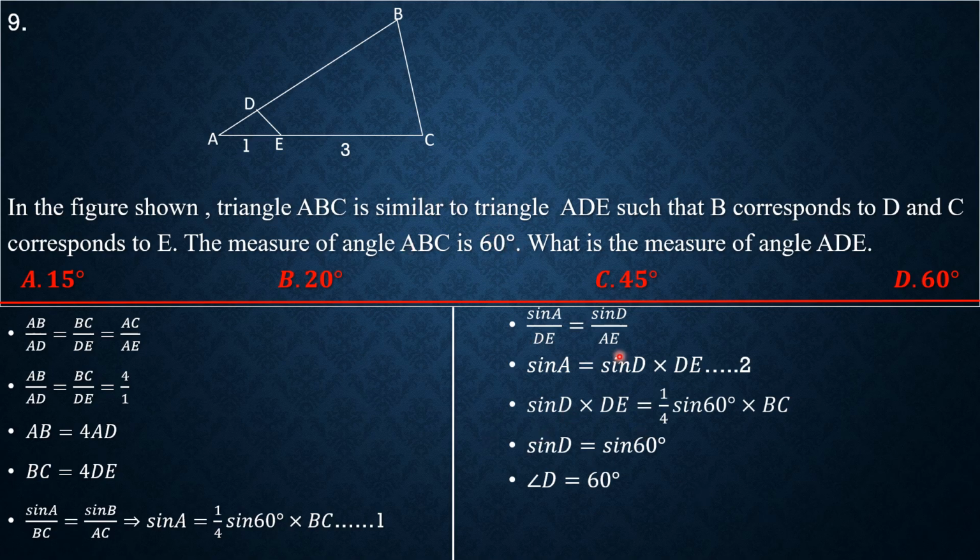But this is like the proof, right? That if triangles like this are similar, corresponding angles will be equal, right? So this is the proof. But of course, you don't have to do all of this work in the ACT.